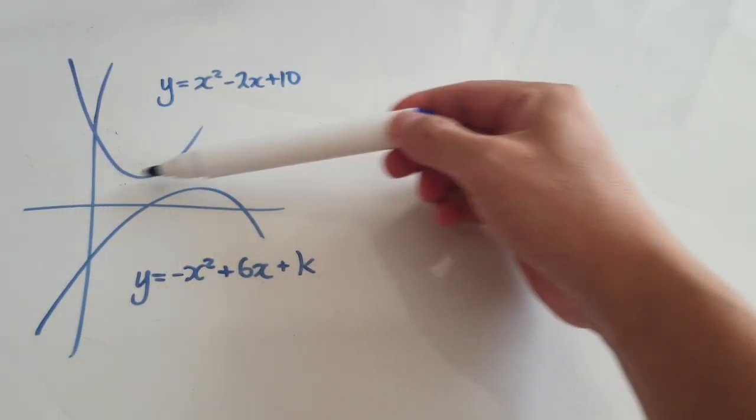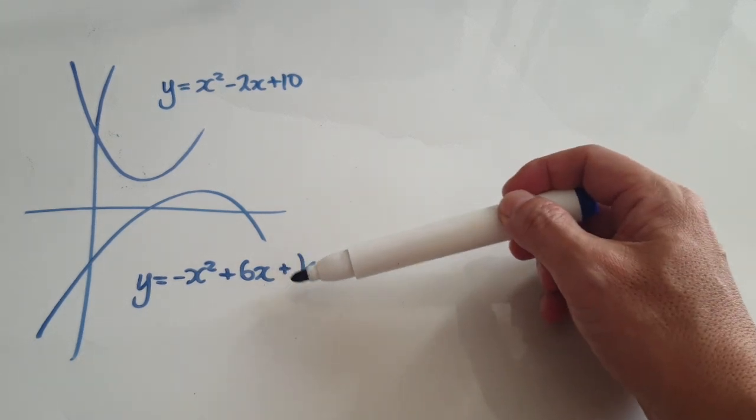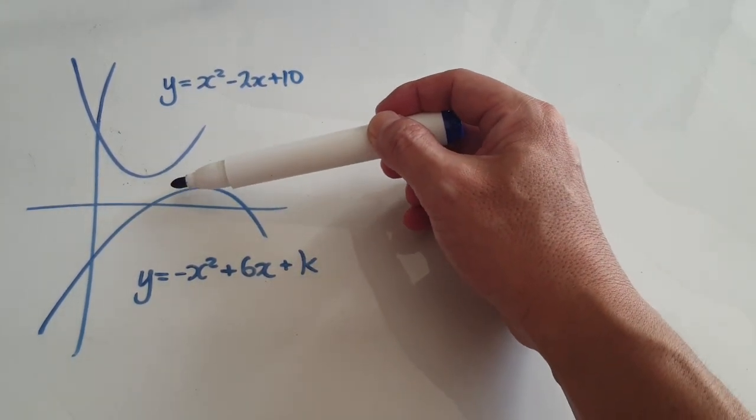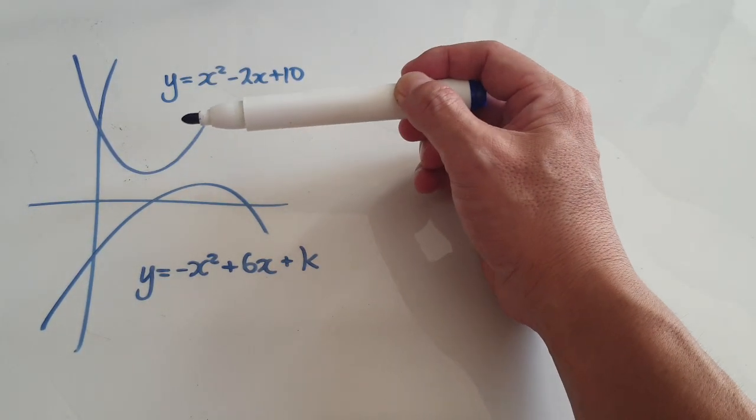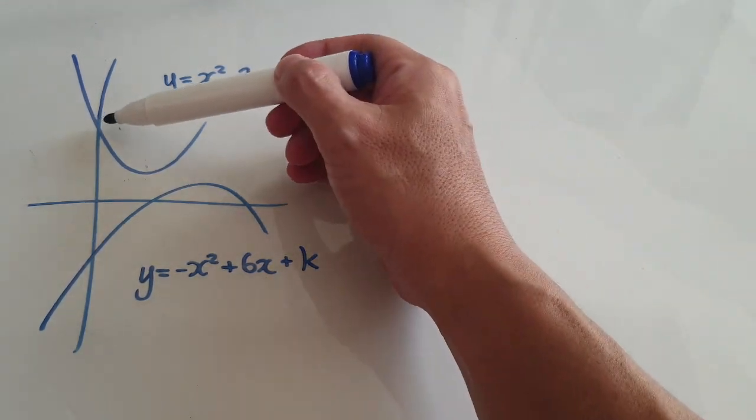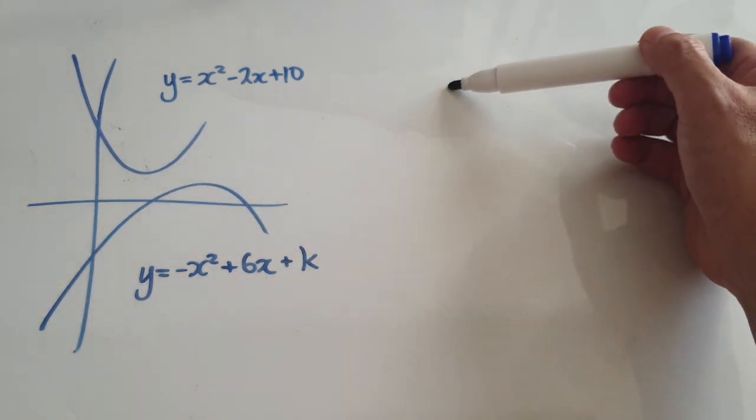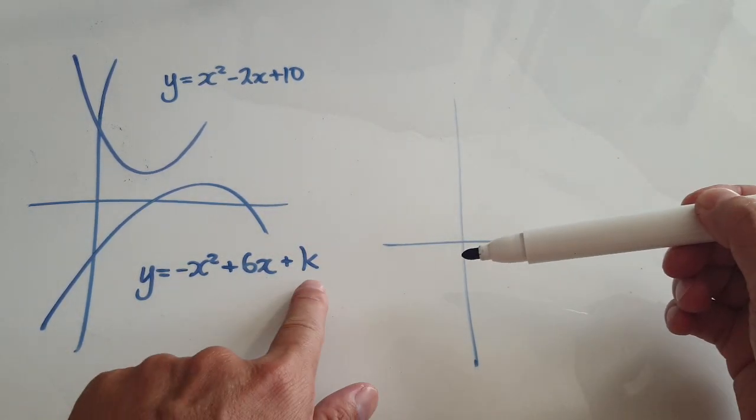Here you've got one quadratic, and here you've got another quadratic. Find the value of k for which this quadratic will touch this quadratic only once. So for example, here you have an intercept of 10, here you have an intercept of k. So for this one here, you have the ability to vary k.